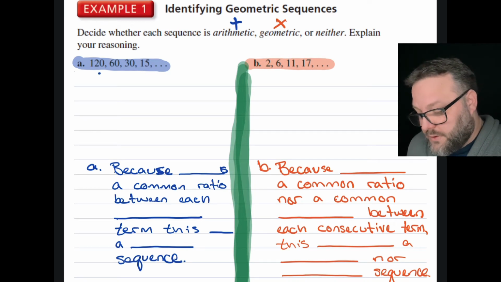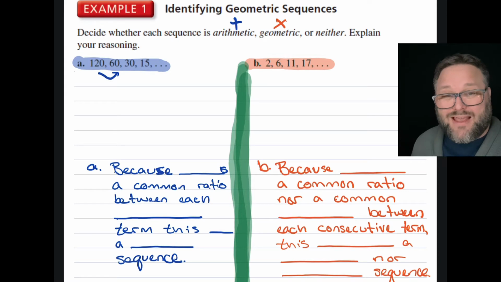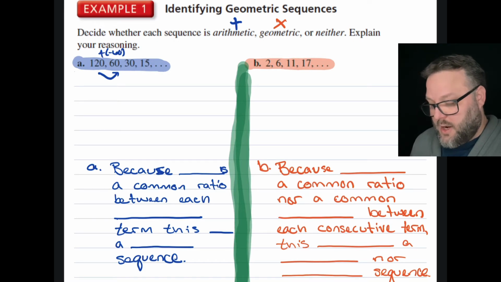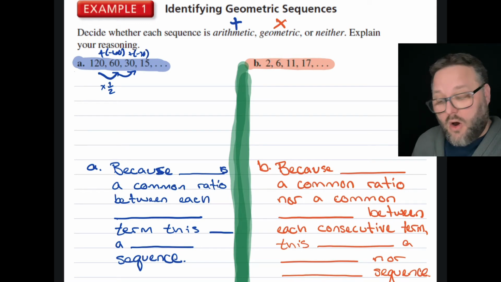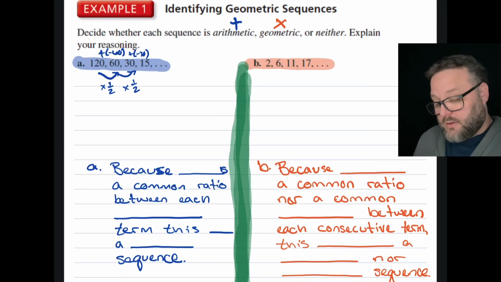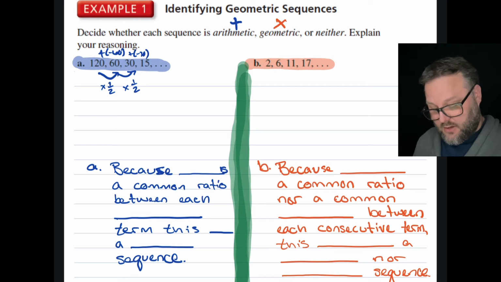To go from 120 to 60, I can either add a negative 60, or I can multiply by 1/2. Okay? So we now have to look at the next term. The next term is 30. So to go from 60 to 30, I either add negative 30 or I multiply by 1/2. And now I have at least a pattern, and I can check it on the third one.